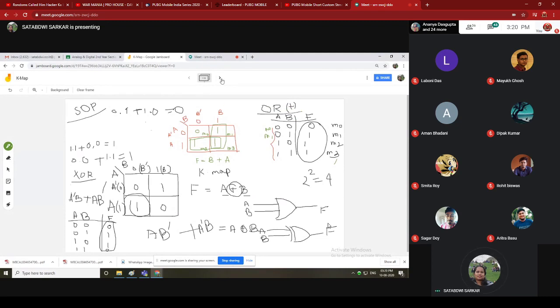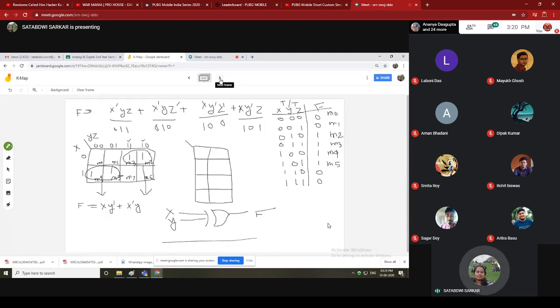Now, here is a bigger example with three variables, x, y, and z. Three variables can have a maximum of 2 to the power 3, that is 8 values.